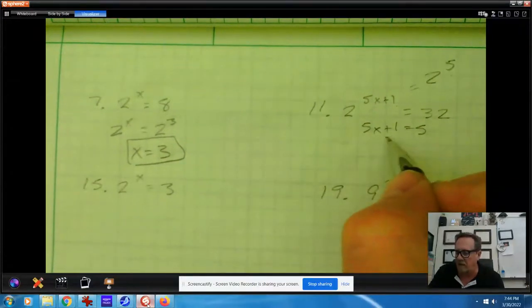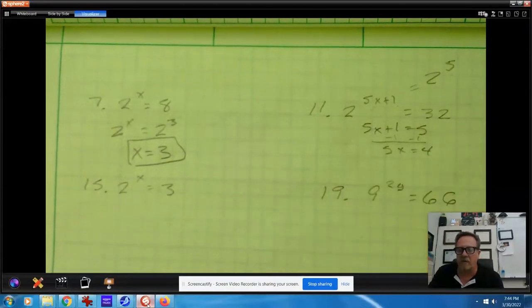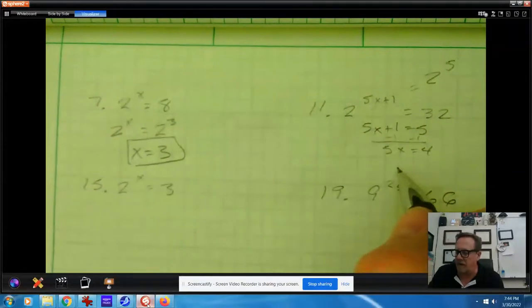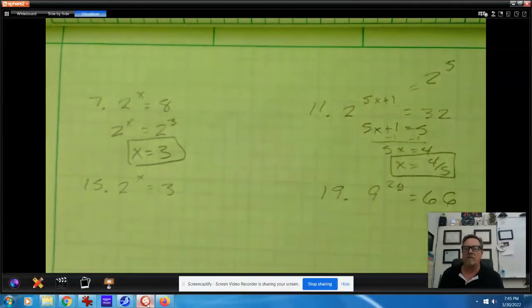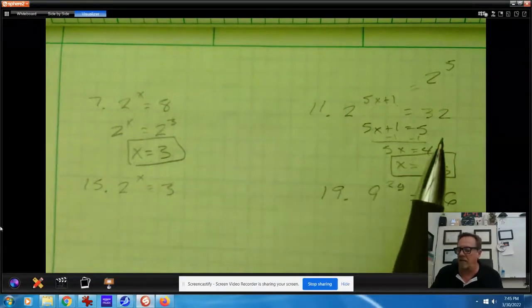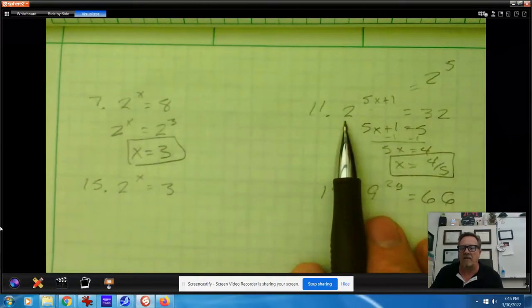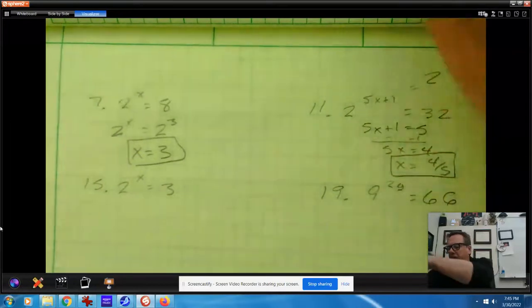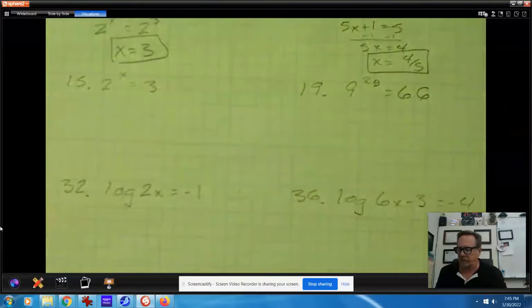So I set them equal, and we can just solve this equation. We can subtract 1 from both sides, and we'll get 5x is equal to 4. Then we can divide both sides by 5, and we'll get x is equal to 4/5. And that's our solution. So this first method was that we can write the number as a power using the same base as we have on the other side of the equal sign. Let's move on and do the next type.